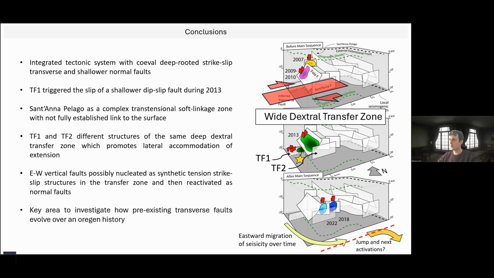So we propose the Sant'Anna area as an immature translational soft-linkage zone, where high-angle faults are beginning to overprint the inherited contractional structures on the way to establishing a strong structural connection between the deep-seated structure and topography. So to gain a mature linkage between the offset domains, most rifts need some time. And Sant'Anna shows clearly that in the first moment, lateral deformation has to be partitioned somehow within a complex high-angle fault architecture.